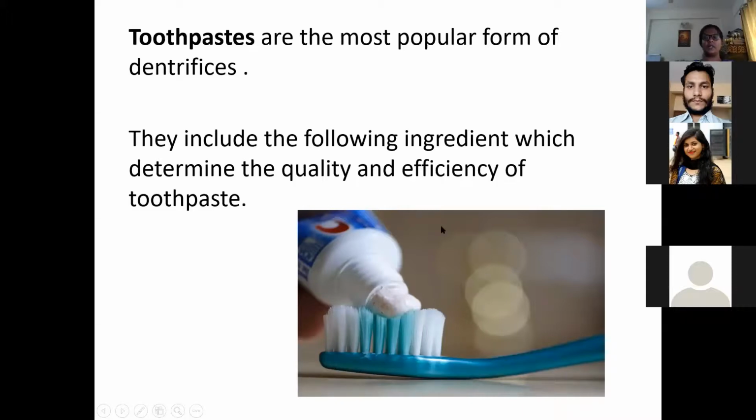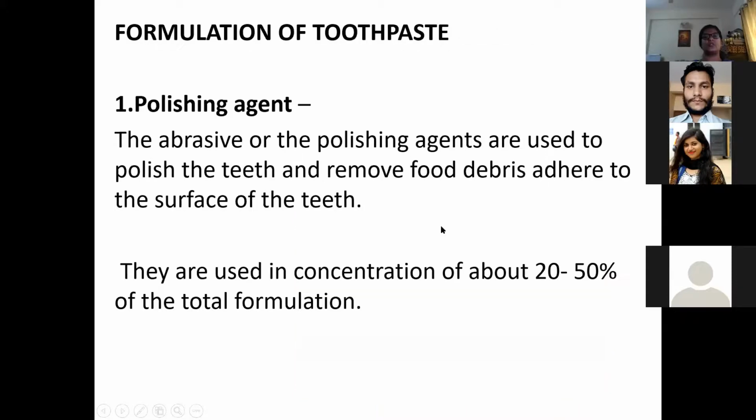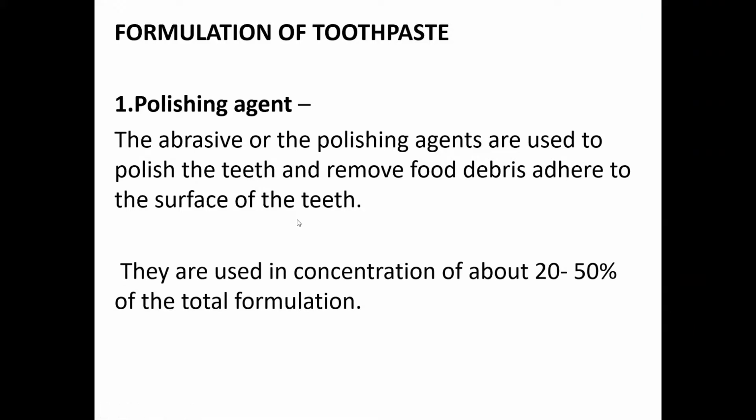What are the different ingredients in a toothpaste? Okay, so there are different agents like the abrasive or polishing agents, which are used to polish the teeth and remove the food debris which adheres to the surface of the teeth. Usually 20 to 50% of the total formulation is an abrasive or the polishing agent.